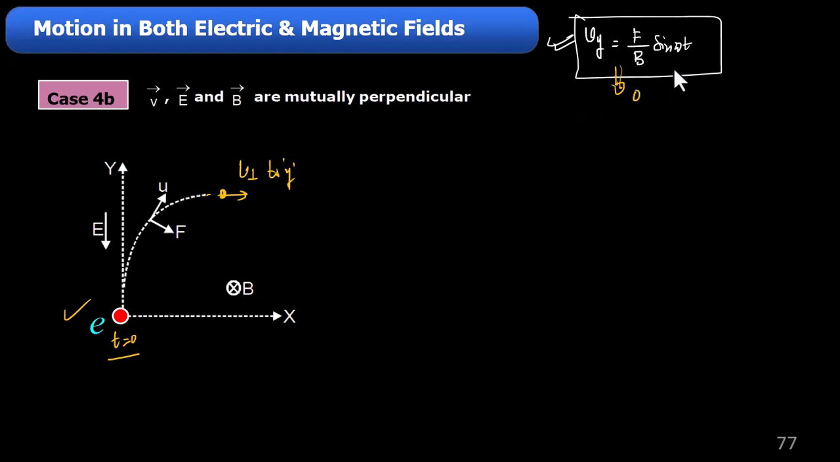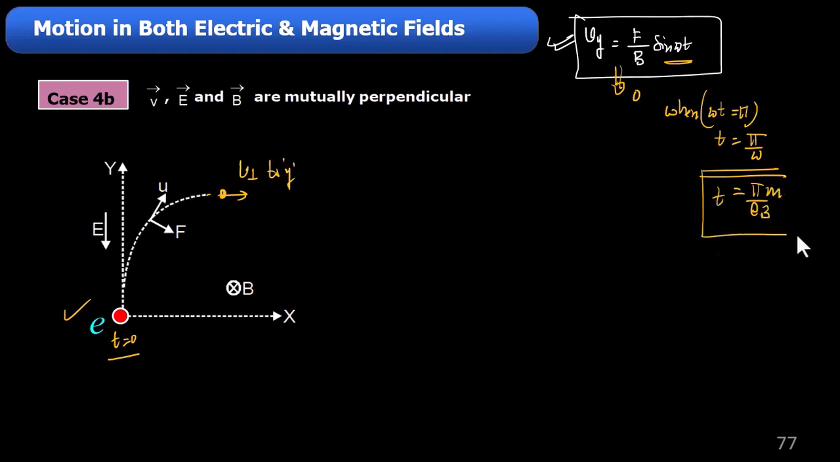What is that time? It is when omega t becomes pi. When omega t equals pi, again Vy becomes 0. That is t equals pi by omega. After pi by omega time, the velocity along the y direction becomes 0. Omega, as I have already said, equals E B by M. So this is the time after which the particle becomes perpendicular to the y-axis. The velocity along the x direction is always there, but Vy becomes 0. So we got the expression of t.